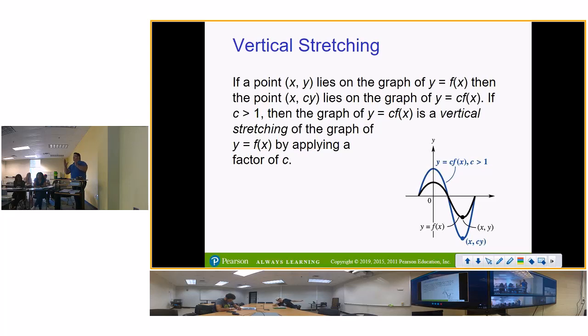And what I'm trying to get at right here is the two things that are happening to this black line. One, you're compressing along the x-axis, and you're stretching along the what? Y-axis. So you need to write that down. Draw this little graph. Forget the words.